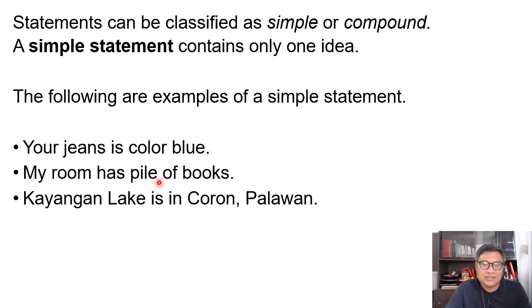Second example of a simple statement is: my room has a pile of books. It is only referring to your room that has a pile of books, so this is a simple statement. Or, Kayangan Lake is in Coron, Palawan. This is a declarative sentence stating that Kayangan Lake is found in Coron, Palawan.